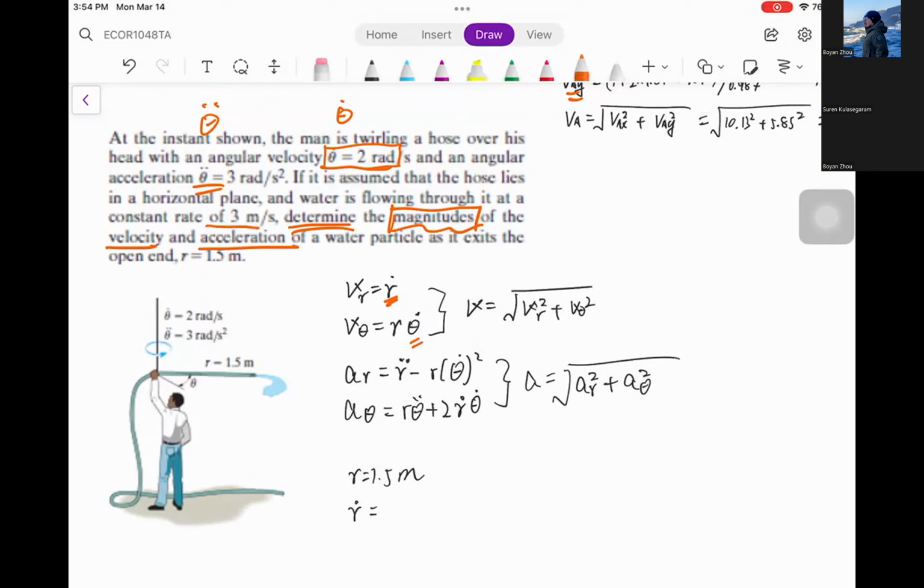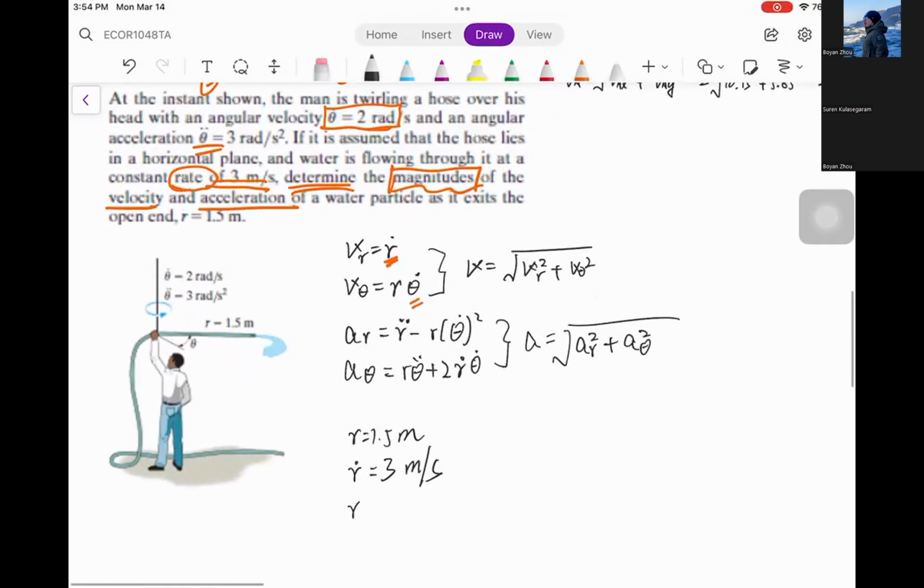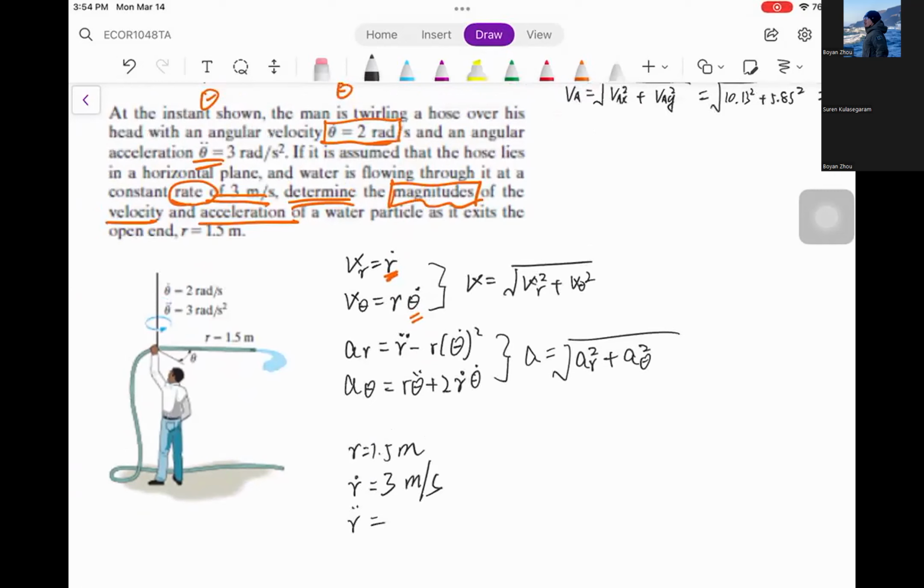R dot is given over here. So there's a constant rate of 3 meters per second. So R dot is 3 meters per second. And R double dot, in the question, it didn't say anything about R double dot, like it didn't say anything about the acceleration. So it's just 0. And for the theta itself, it doesn't mention, so it's just 0.